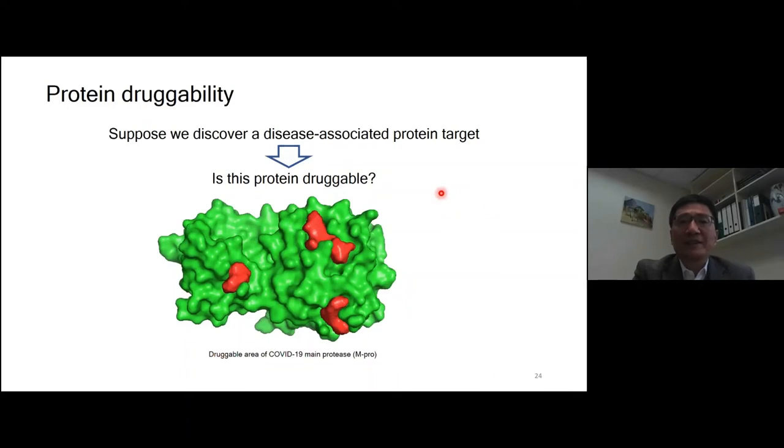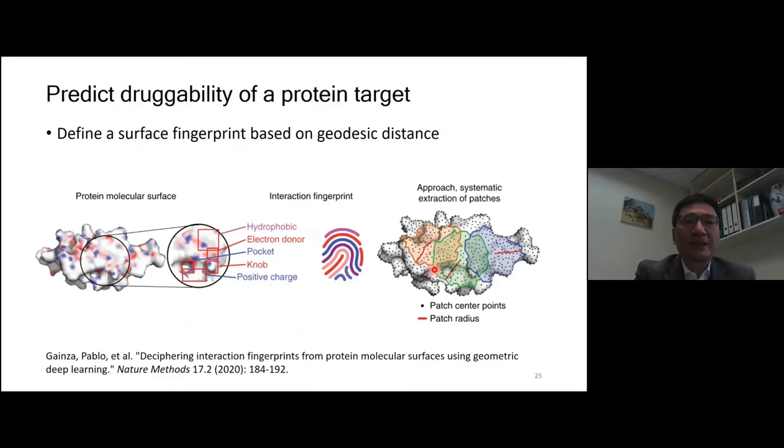Suppose we discover a disease-associated protein target. Is this protein druggable? We use this main protein as an example again, and I use this representation to show the overall shape of the protein in solution. To predict the druggability of a protein target, we need to define the surface fingerprint based on this geodesic distance. So this is the protein surface, and the different colors represent, for example, gray or metallic white for hydrophobic or neutral, blue for positively charged, and red for a negatively charged group. Therefore, you can see on the protein surface some parts are negatively charged, some parts are positively charged, and some parts are neutral or hydrophobic.